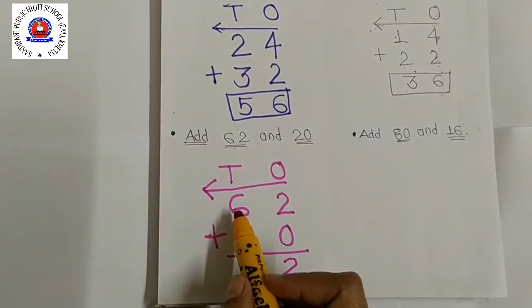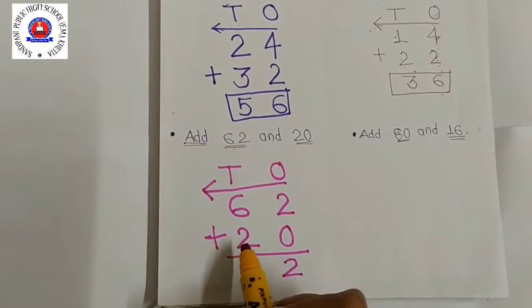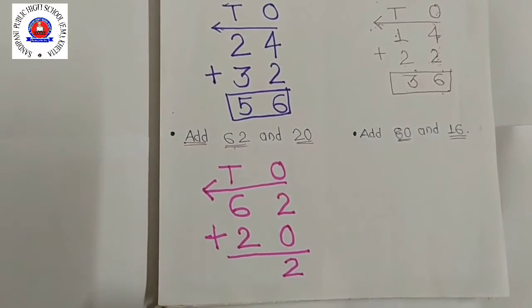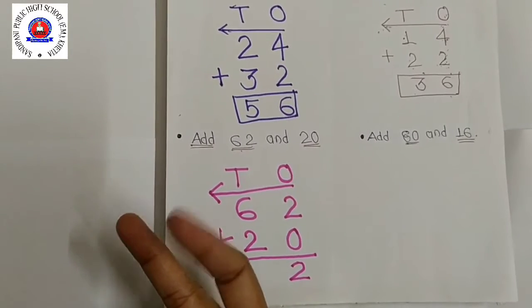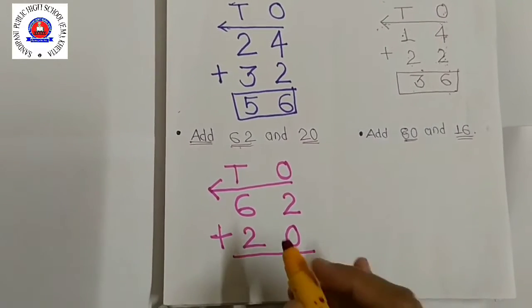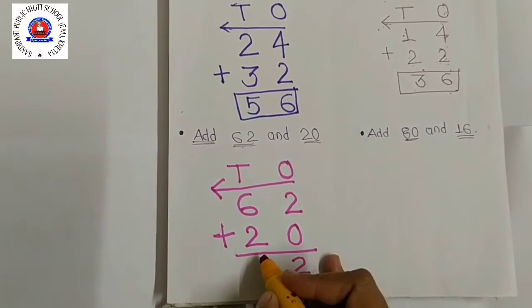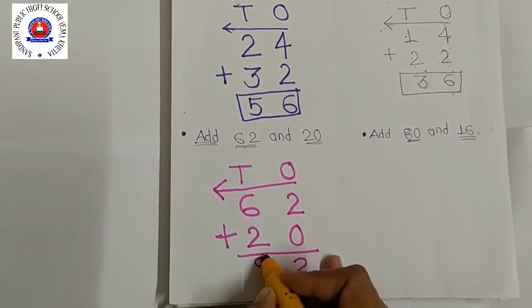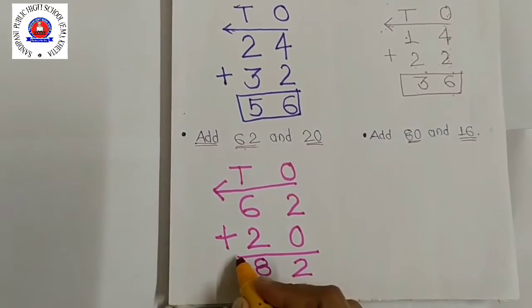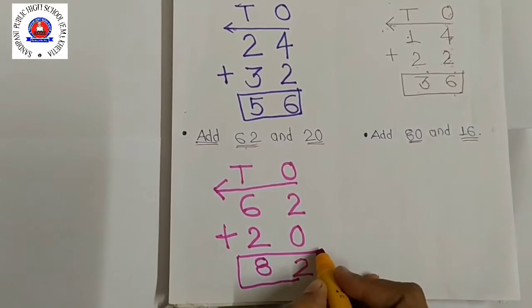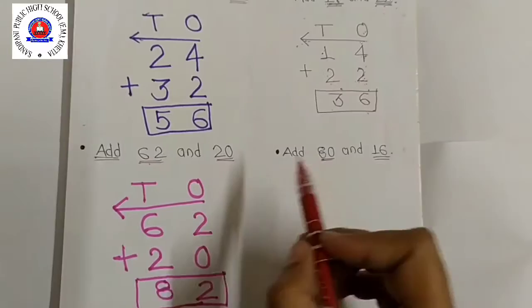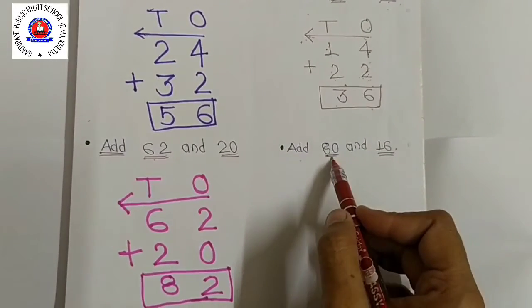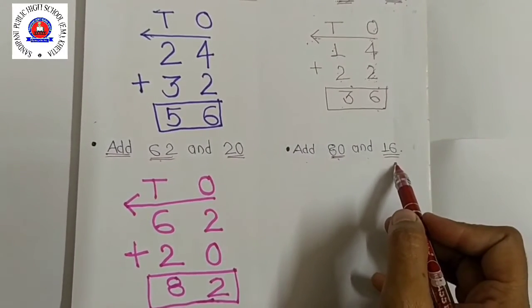So what is this? 6. Keep 6 in mind, and the next number is 2. Show 2 fingers, 1 and 2. Count after 6: 7, 8. So write here 8. Then close this box. Clear? Now next one, 8, 80 and 16.